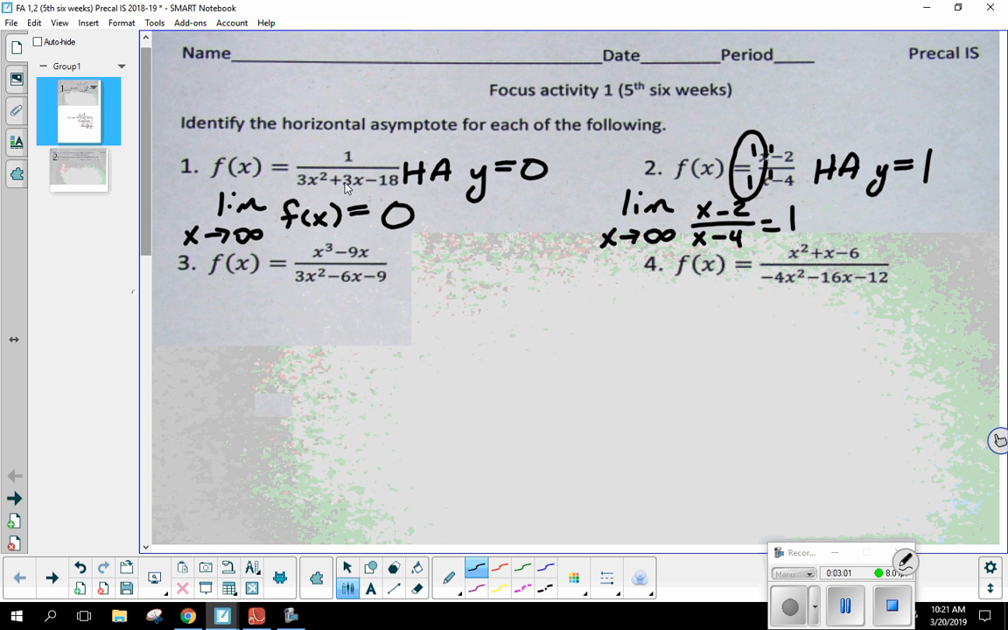Okay. Well, let's try number 3. x cubed minus 9x over 3x squared minus 6x minus 9. Now this one's different. This one, the numerator's degree is larger than the denominator's. So horizontal or slant? This is a slant or an oblique asymptote. So how would I find it? You'd have to use long division.